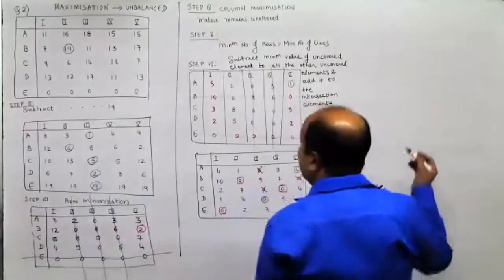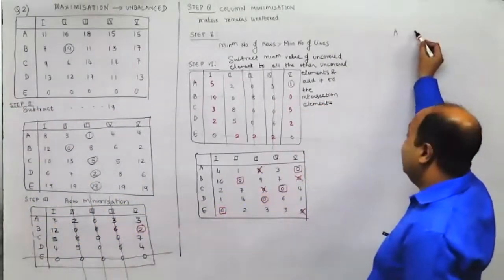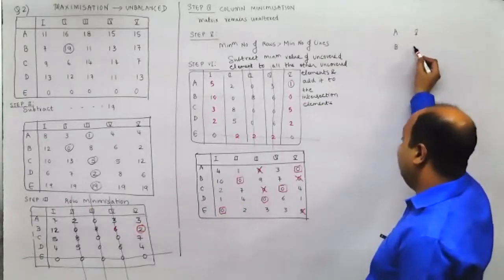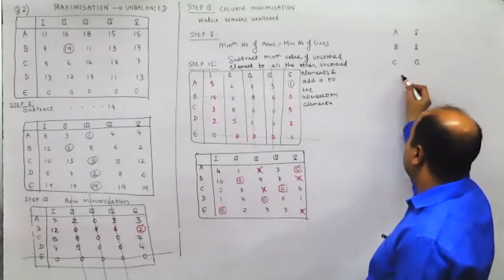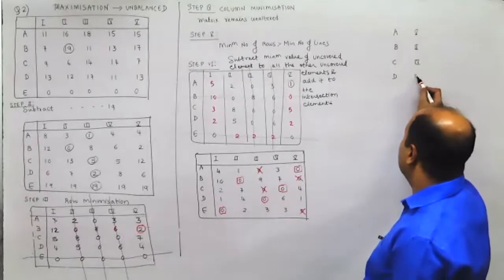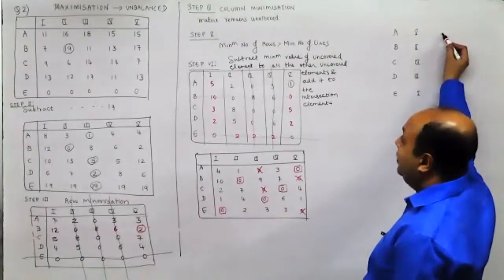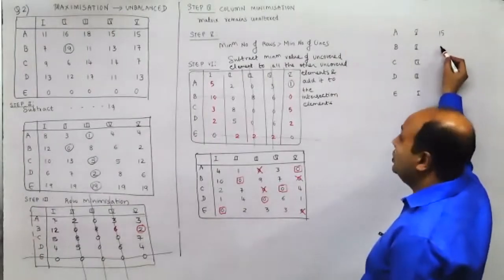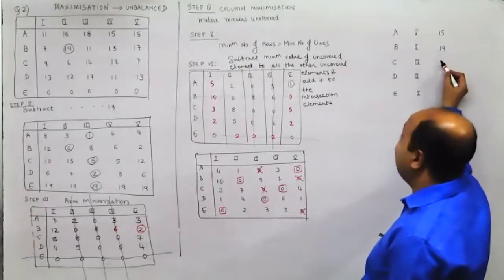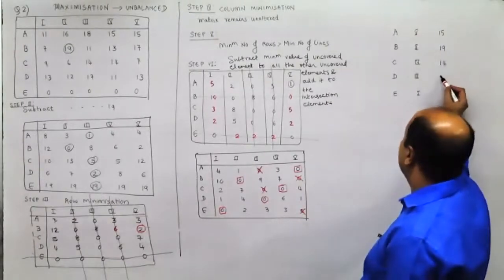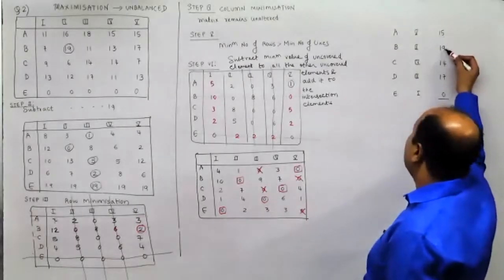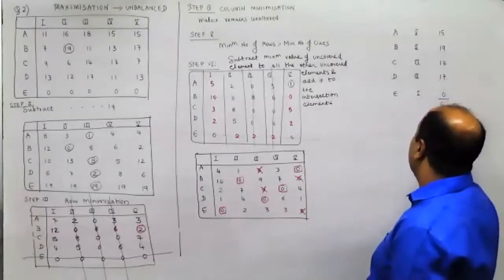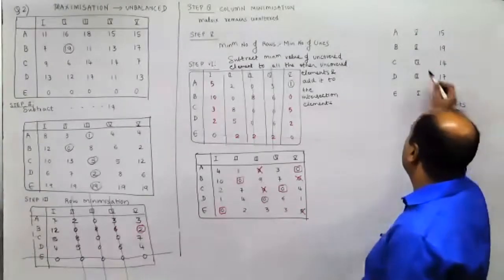Your A would get the fifth one, B would get the second one, C would get the fourth one, D would get the third one, E would get the first one. A and 5 would be 15, B and 2 would be 19, C and 4 would be 14, D and 3 would be 17, E and 1 would be 0. This would be 15 plus 19, 34, 48, 65. Is it correct? Yes, sir.